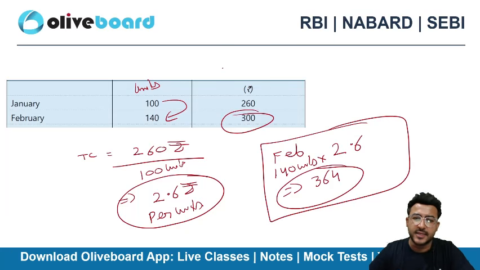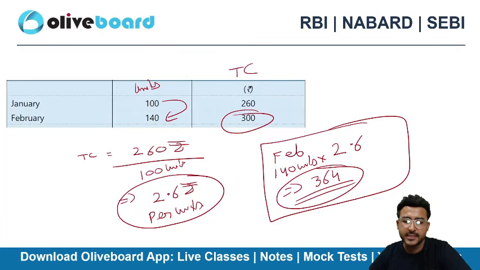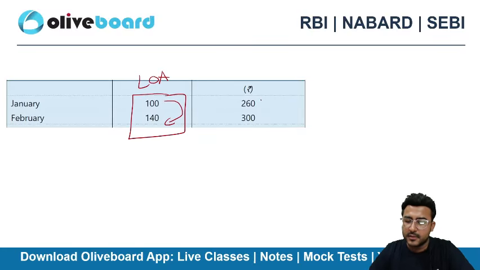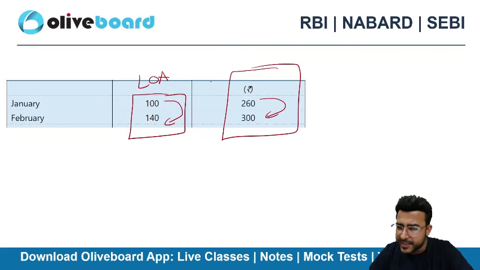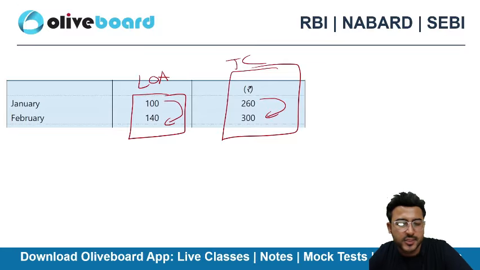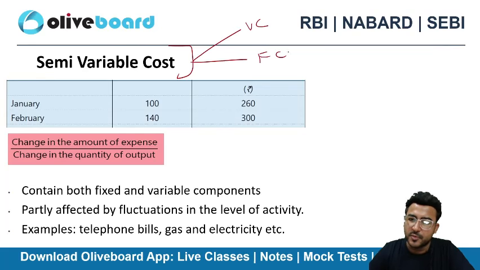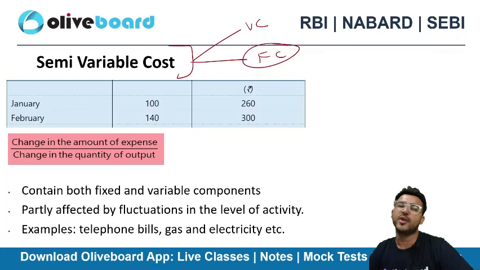As per your total cost data, it should be 300. Here it is 364. That means this cost is not entirely variable. With the increase in output, with the increase in level of activity, there is not a symmetrical increase in the total cost. That means this is a semi-variable cost. What is a semi-variable cost? A part of fixed cost is also embedded, also mixed in this particular cost.